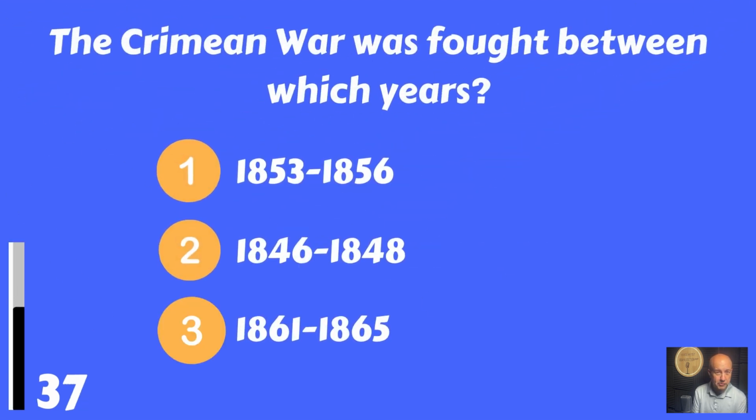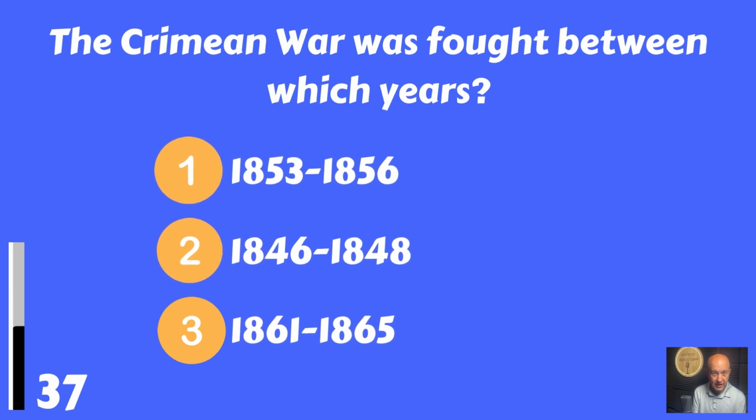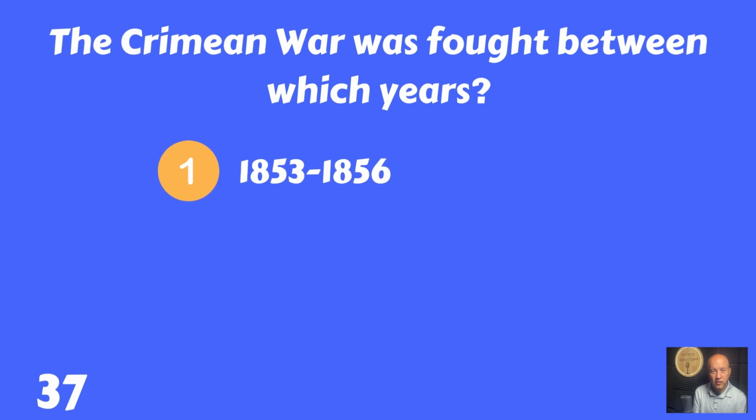The Crimean War was fought between which years? 1853 to 1856, 1846 to 1848, or 1861 to 1865. The Crimean War was fought between 1853 and 1856.